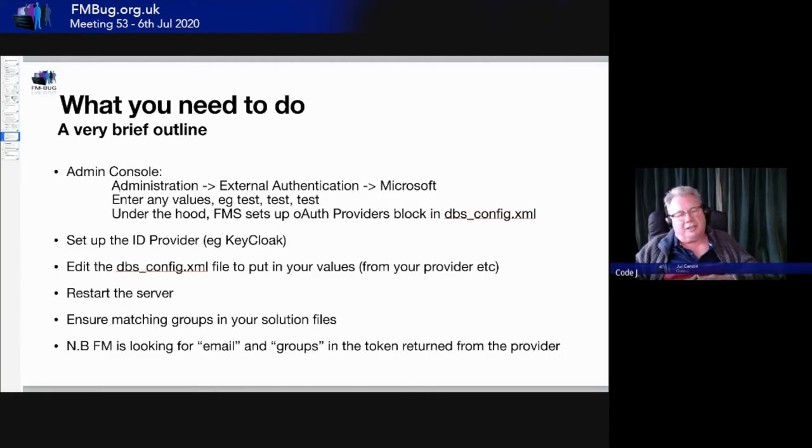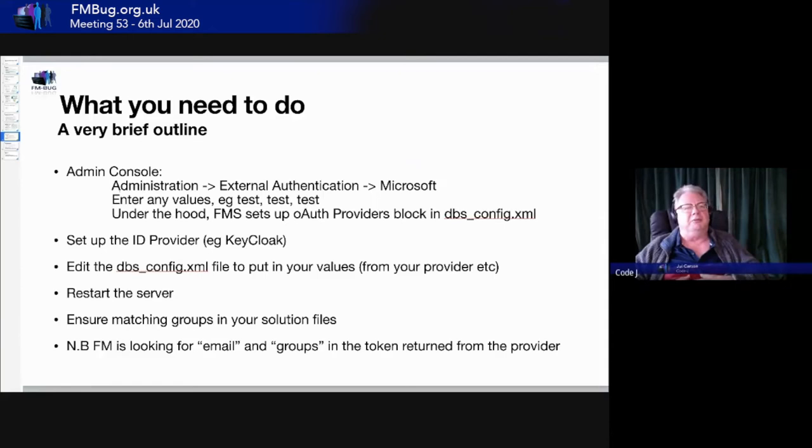You set up your ID provider, such as KeyCloak, with all the options there, including your groups and your group names. In KeyCloak, you actually have to create a new resource called groups because they call it something slightly different. But you could do that in the config file, interestingly. Edit the config file, which you can then copy and paste into future developments, updates, whatever. So it's very easy once you've done it once. Restart the server. Ensure you've got matching groups in your solution files.